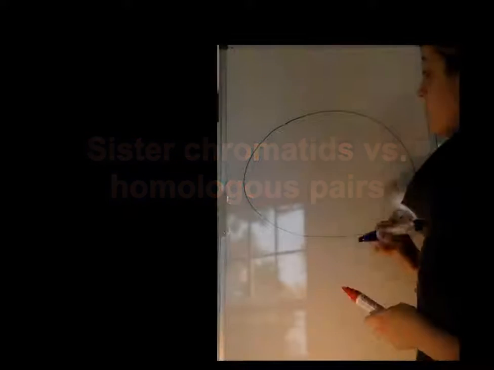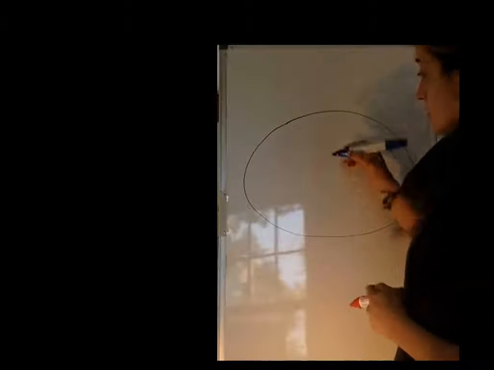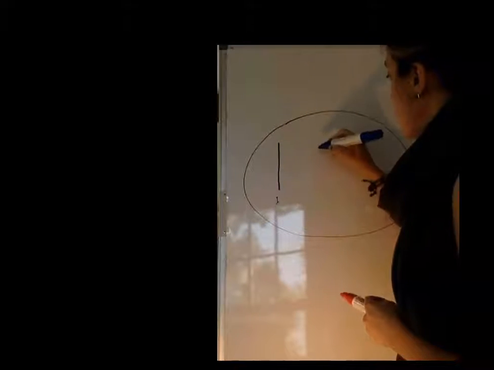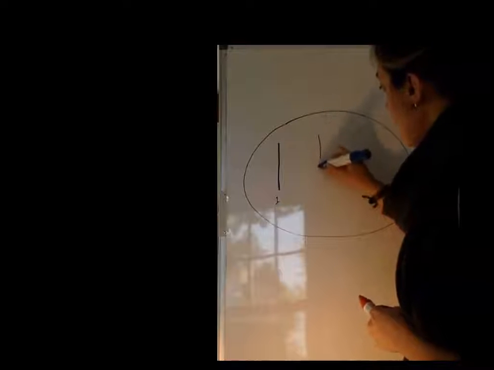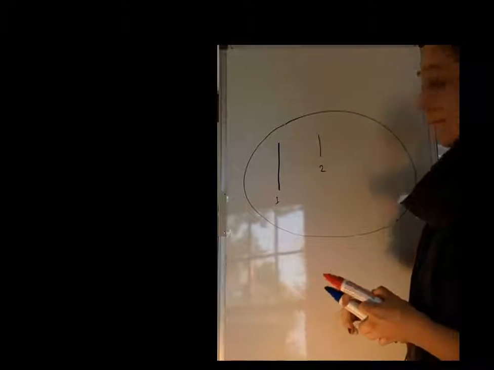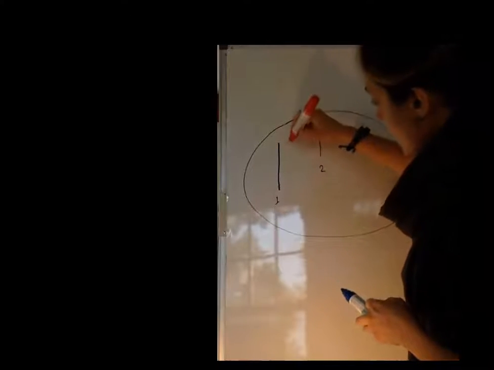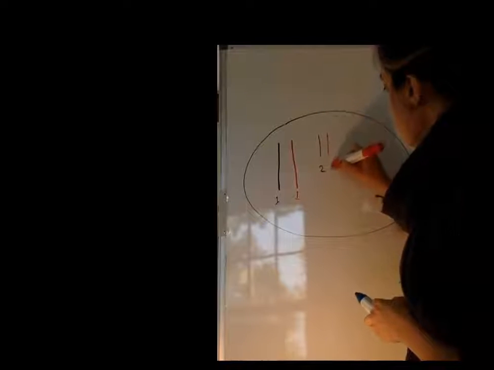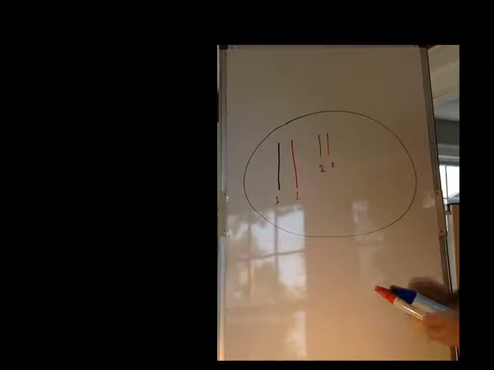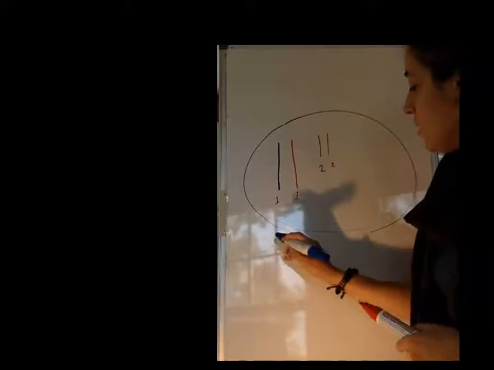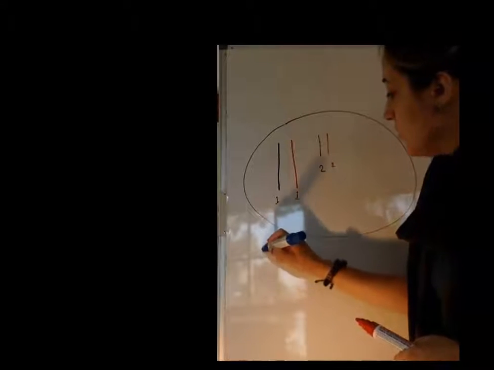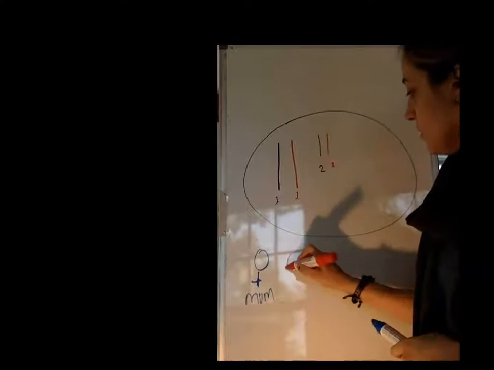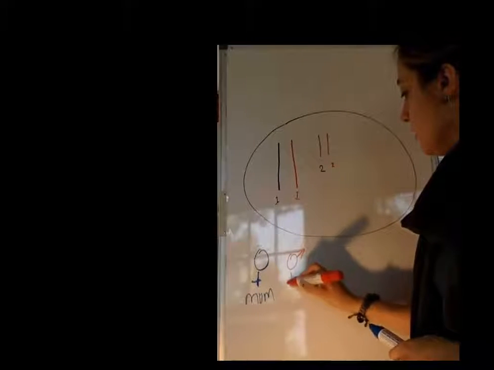In our cell here, we start out with two chromosomes. We have chromosome 1, which is here, and then chromosome 2, which is here, and chromosome 2 is much shorter. We have one copy of each chromosome from each parent. So the chromosome that is blue is from the mother, and the chromosome which is red is from the father.